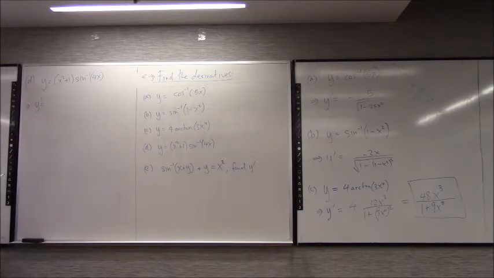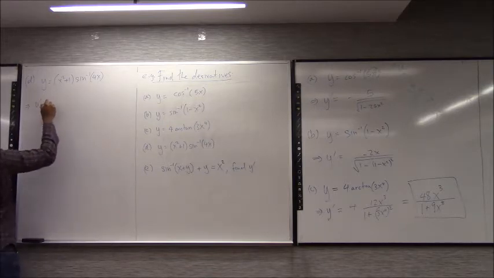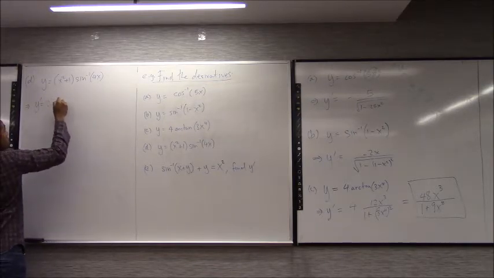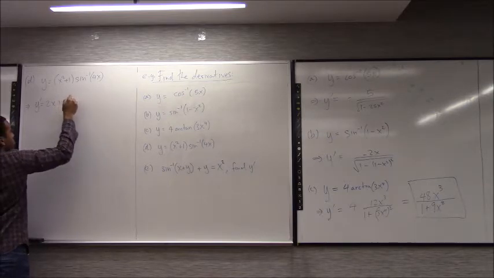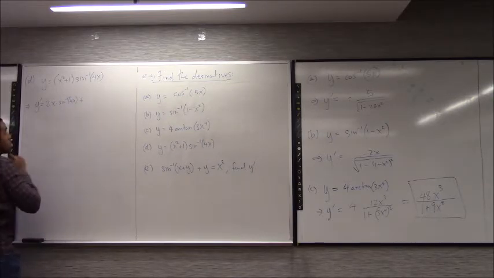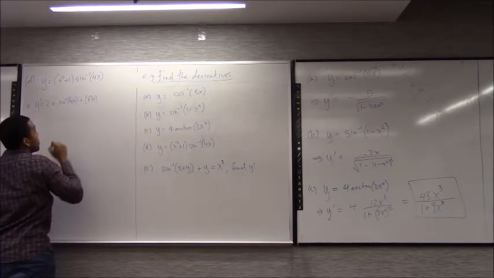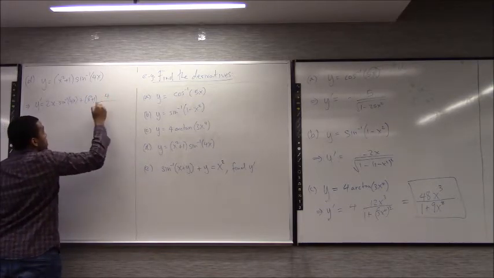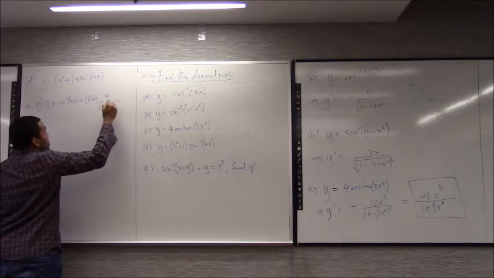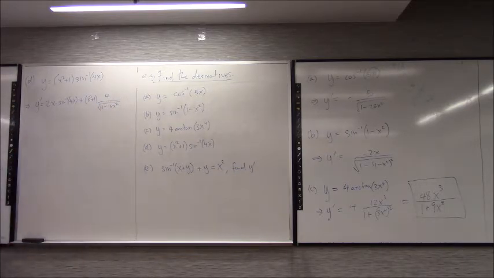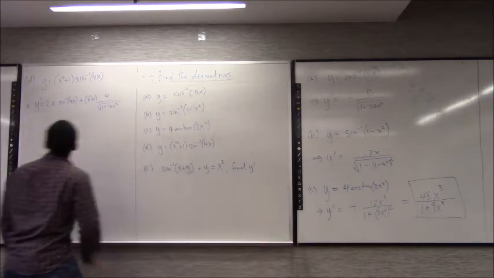So y prime: 2x sine inverse 4x plus x squared plus 1 times 4 over square root of 1 minus 16x squared. Just want to make sure you guys still remember that the product rule is a thing.